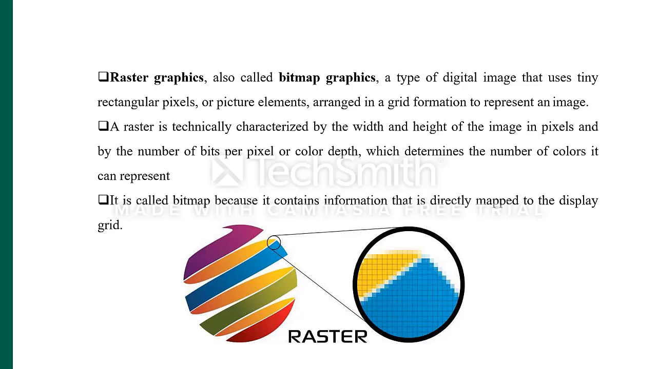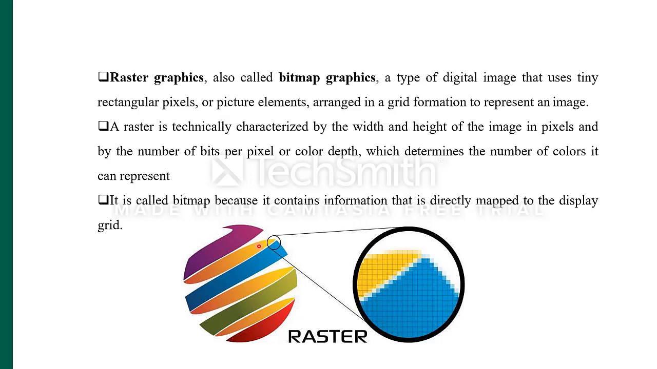Next topic is raster methods. Raster methods are also called bitmap graphics, since it is a type of digital image that uses tiny rectangular pixels, or picture elements, arranged in a grid formation to represent the image. A raster is technically characterized by the width and height of the image in pixels and by the number of bits per pixel, or color depth, which determines the number of colors it can represent.